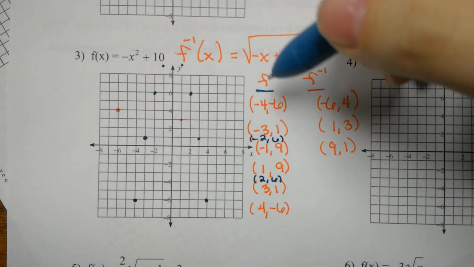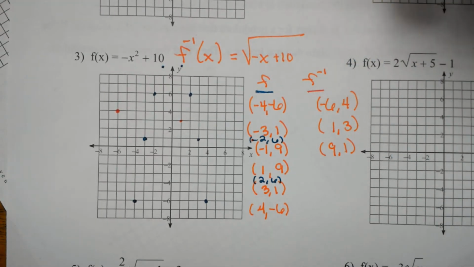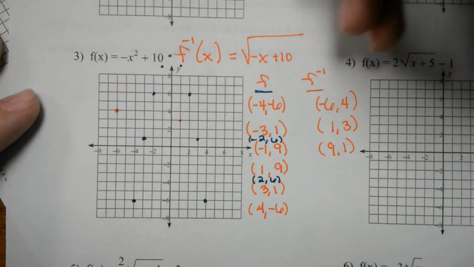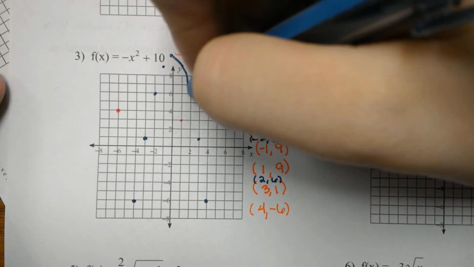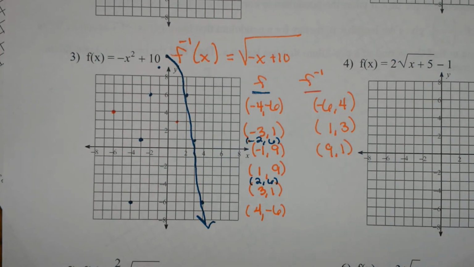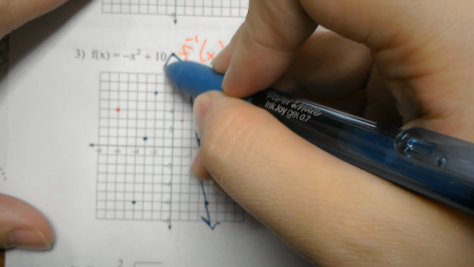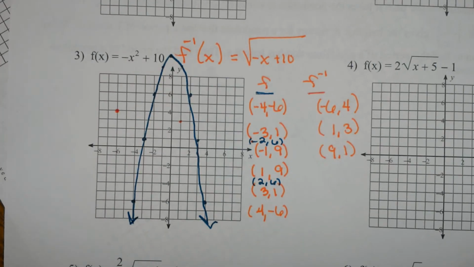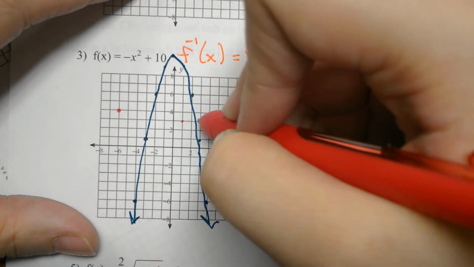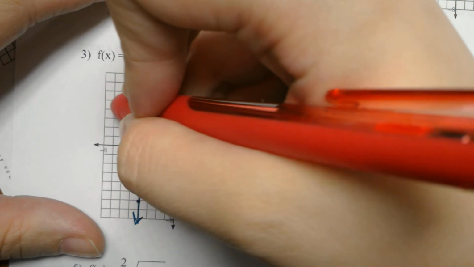So I plotted the points. The blue is the original, the red is the inverse. And then 0, 10 is going to be somewhere up here. So that's my original, it's a parabola. The inverse starts over here, somewhere around 10, 0. Kind of comes up.